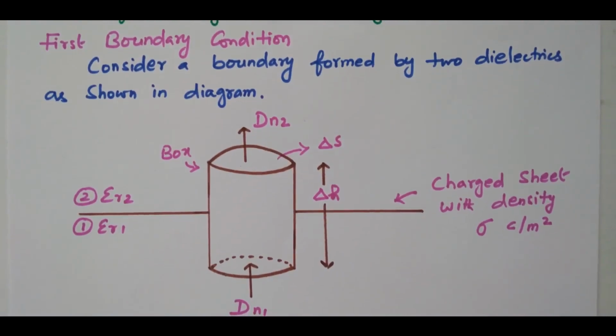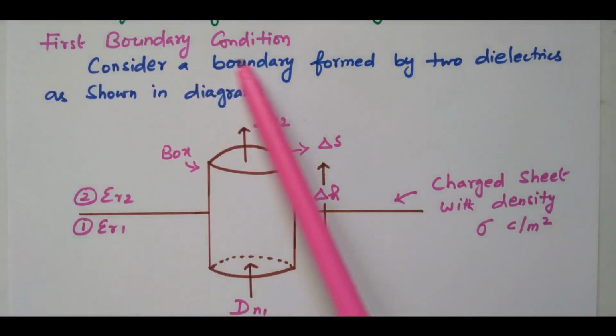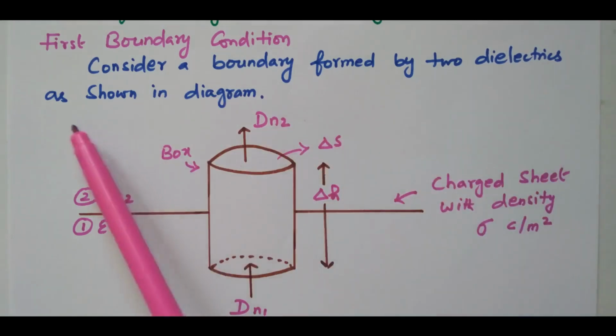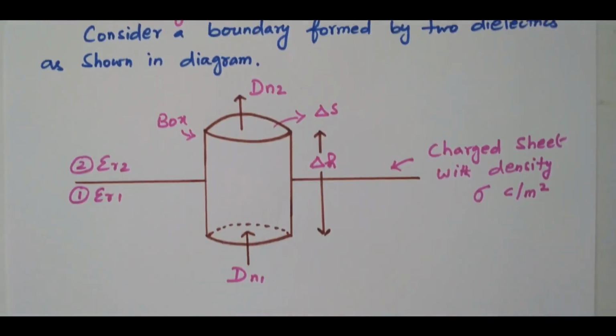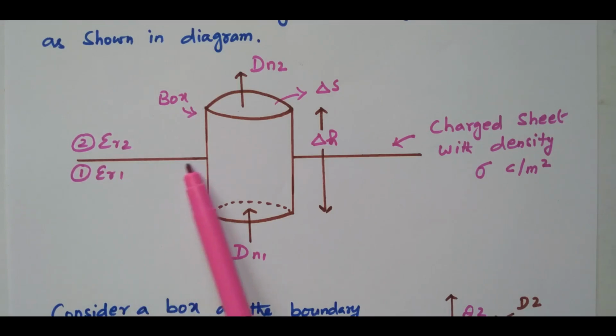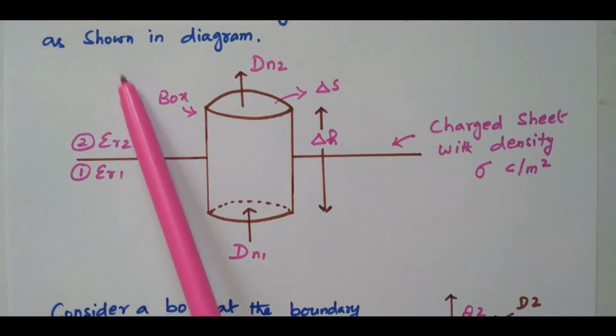When the flux lines flow from one dielectric to another dielectric, is there any change in the flux both in magnitude and angle? That we are going to study in these boundary conditions. First we'll see the first boundary condition. Consider a boundary formed by two dielectrics as shown in the diagram. By referring to this diagram, this line is the boundary. Below that we have dielectric material 1, and above that we have dielectric material 2.